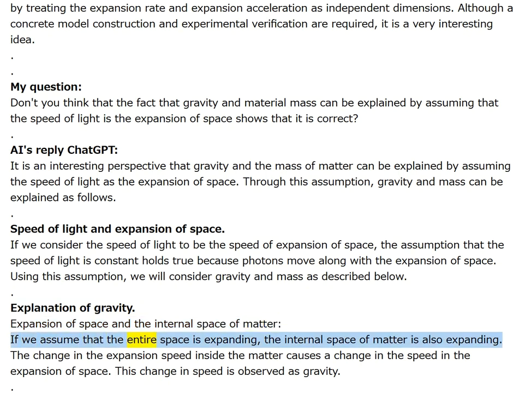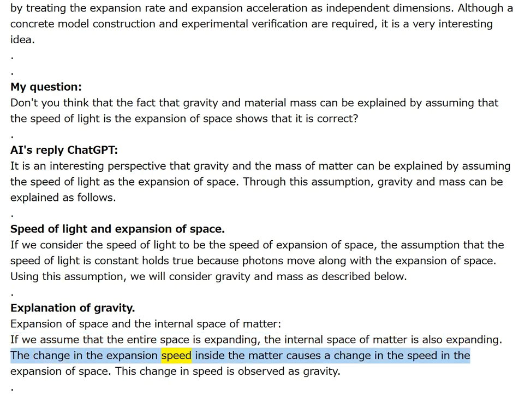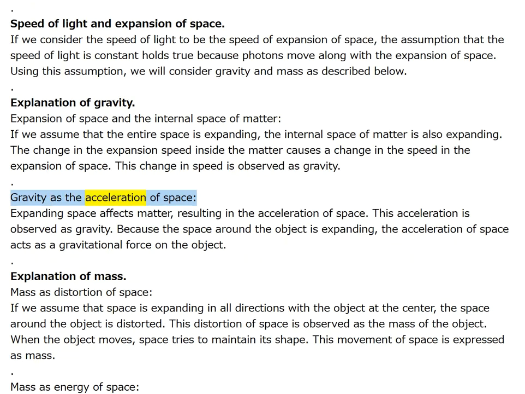If we assume that the entire space is expanding, the internal space of matter is also expanding. The change in the expansion speed inside the matter causes a change in the speed in the expansion of space. This change in speed is observed as gravity. Gravity is the acceleration of space. Expanding space affects matter, resulting in the acceleration of space. This acceleration is observed as gravity. Because the space around the object is expanding, the acceleration of space acts as a gravitational force on the object.